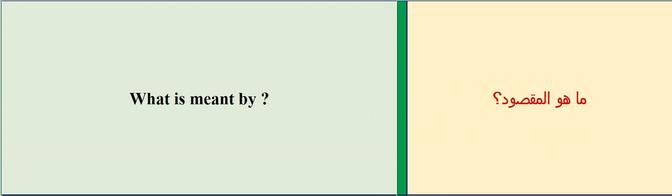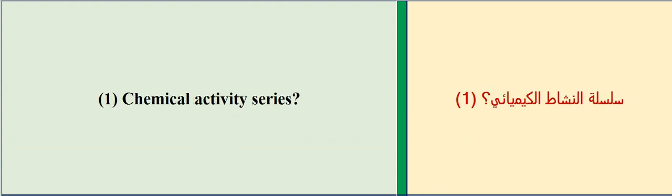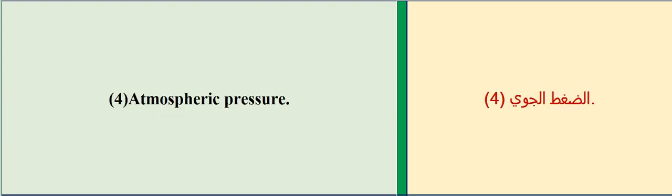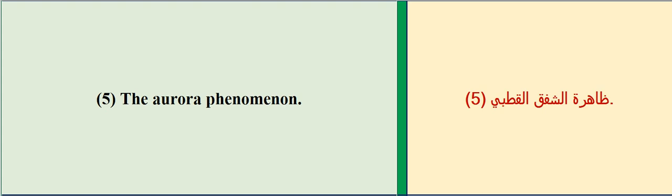What is meant by: 1. Chemical activity series. 2. Water pollution. 3. Semi-metals. 4. Atmospheric pressure. 36. 5. The aurora phenomenon.